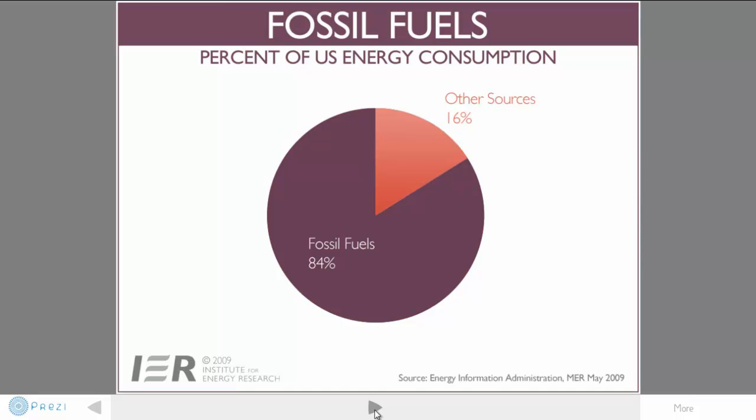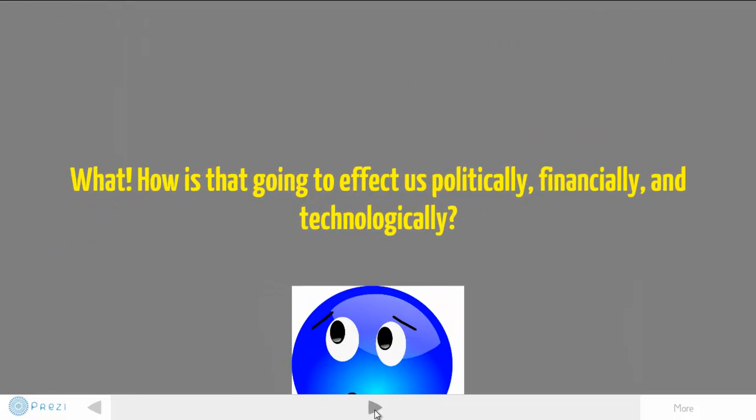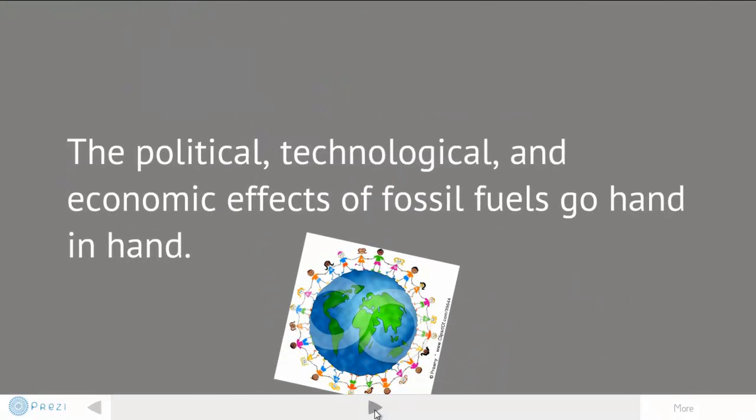Fossil fuels and the percent of U.S. energy consumption. How is that going to affect us politically, financially, and technologically, you ask? The political, technological, and economic effects of fossil fuels go hand in hand.